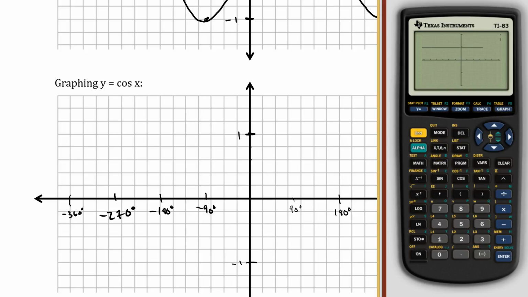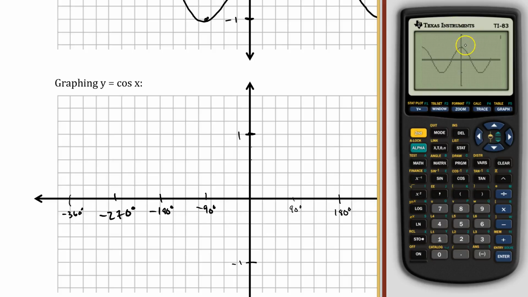Oh, hold on, maybe that didn't take. Let me just double check here. Ah, I know exactly what happened. Let's go into our window settings. We need to change it. When we get into degrees, we should go from negative 360 to positive 360. I'm going to graph that. There we go. That's the shape we like.